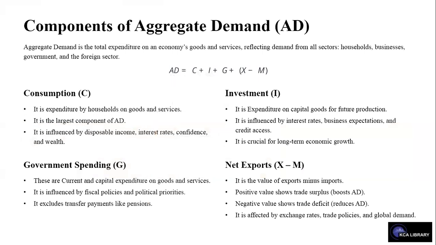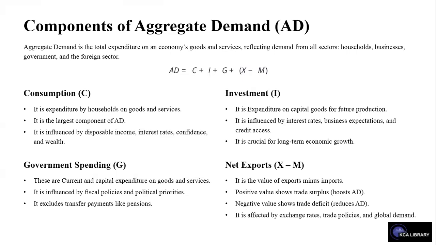What are the components of aggregate demand? Just like I said, aggregate demand is the total expenditure on economic goods and services, which reflects demand from all sectors: the household, business, government, and the foreign sector. And this is denoted by the formula: C is the consumption, I is the investment, G is government, and then the exports, net exports, is the foreign sector.